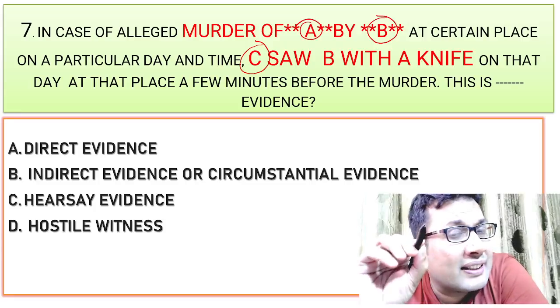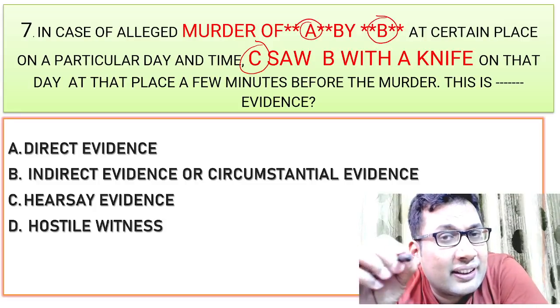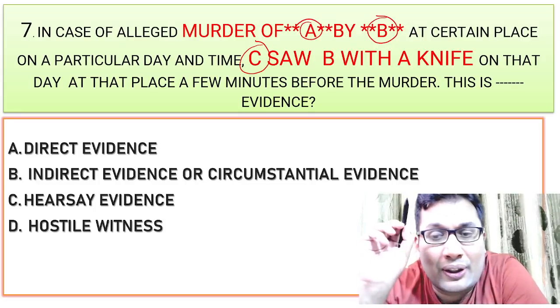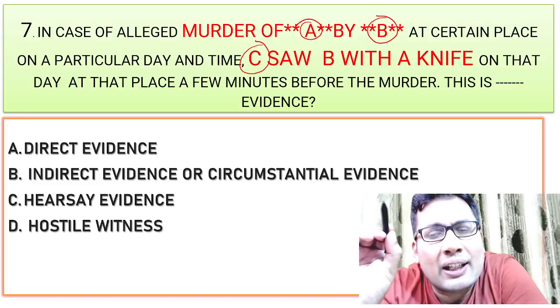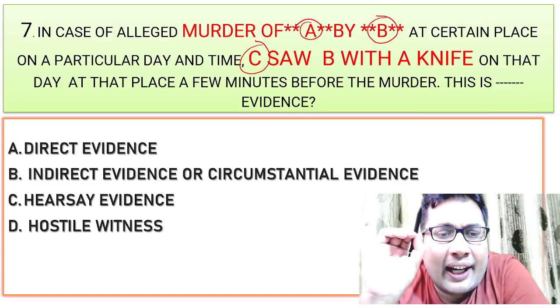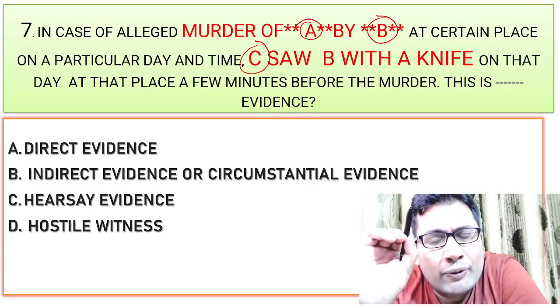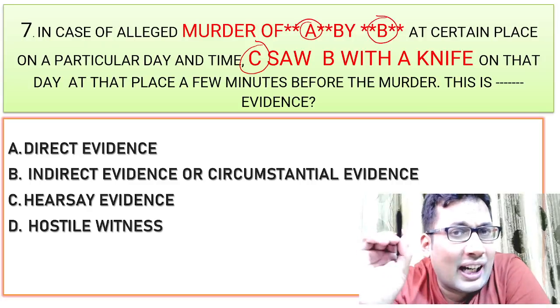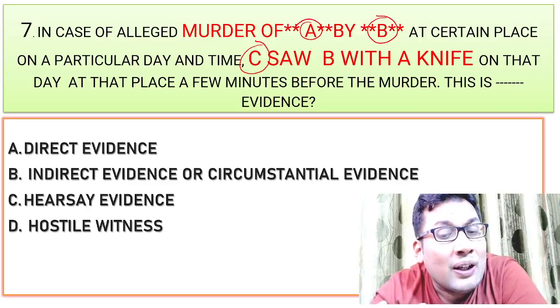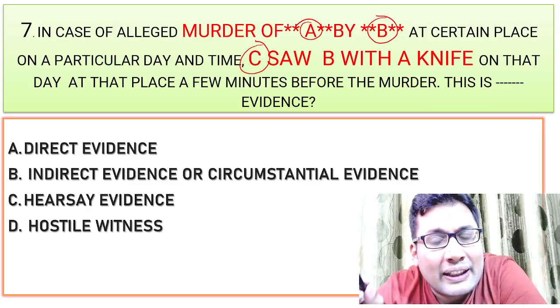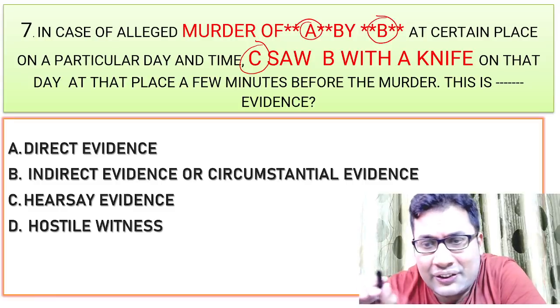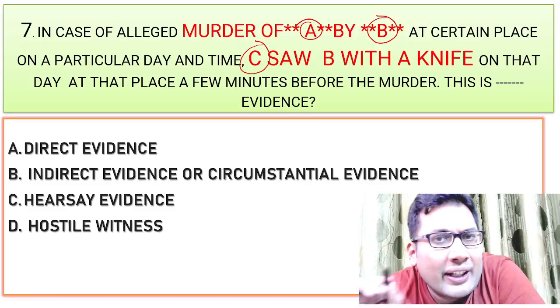C just saw B with a knife. He is not witnessing the crime, not the actual fact, that is the murder. He just saw B with a knife on that day at that place a few minutes before the murder. So he is not the eyewitness of the murder, but he just saw B with the knife. So what kind of evidence is this?